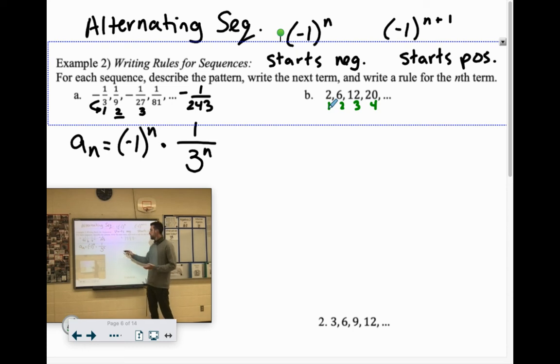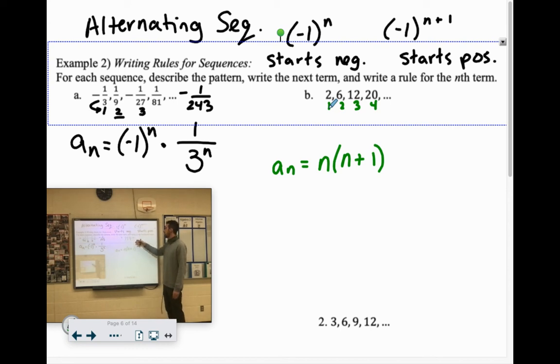So the way we're going to write that rule is a sub n equals n, our term number, and then we're going to write times one number larger than that. So the way we're going to represent one number larger would just be our term plus 1. So n times n plus 1. Now if it said write the next term, our fifth term would be 5 times 5 plus 1. 5 times 6 would give us 30.